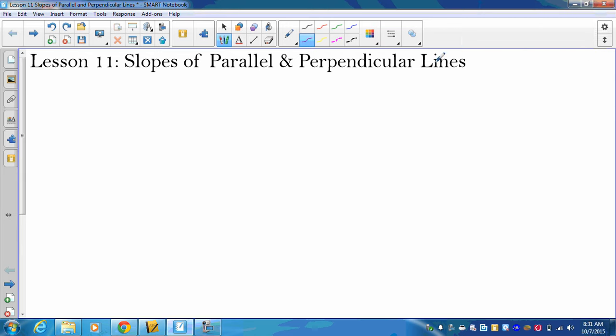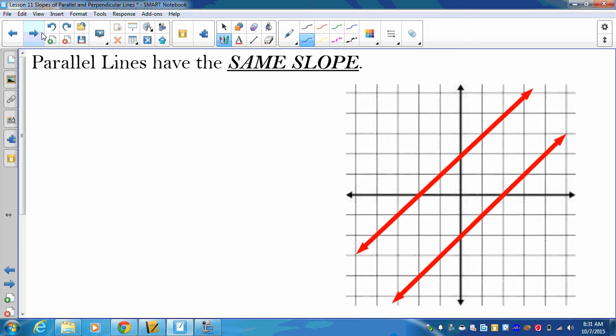This is the first lesson of Unit 3, and we're going to talk about parallel and perpendicular lines and how their slopes are related to each other. So first we'll talk about parallel lines, and when two lines are parallel, their slopes are the same. That means they have equal slopes.